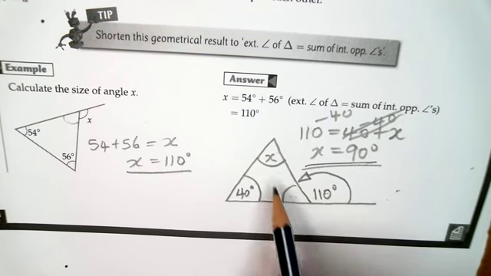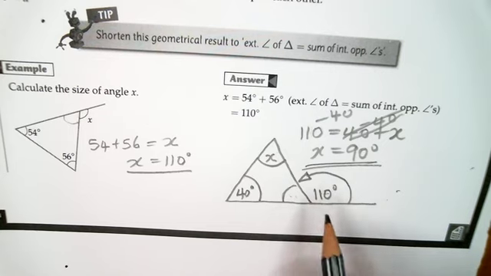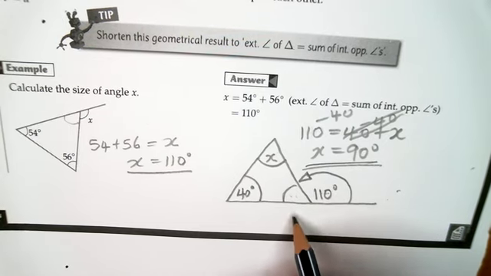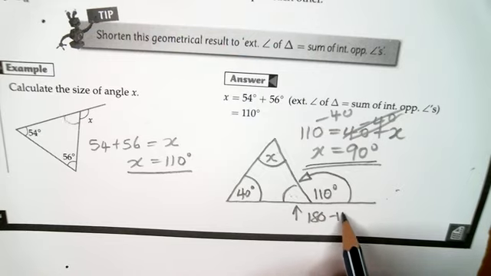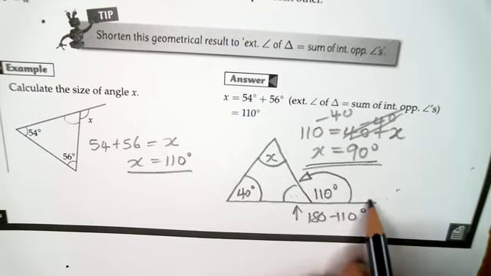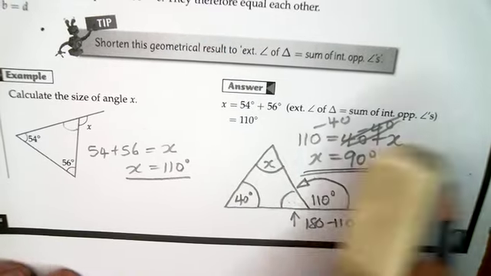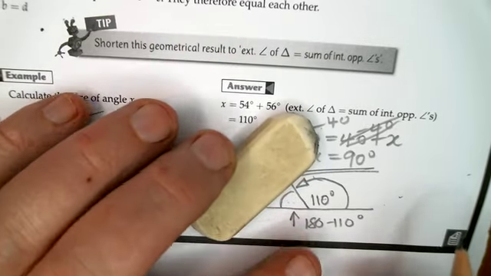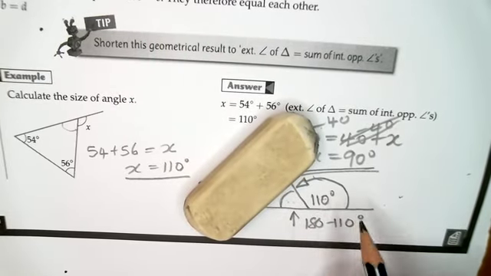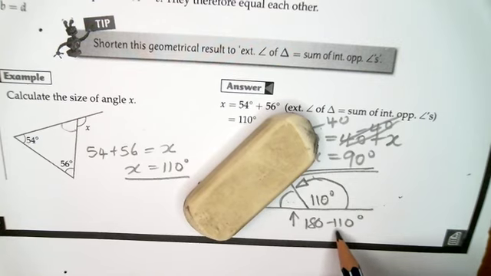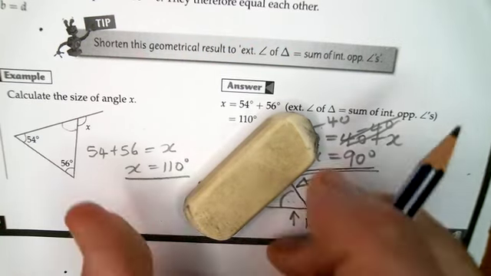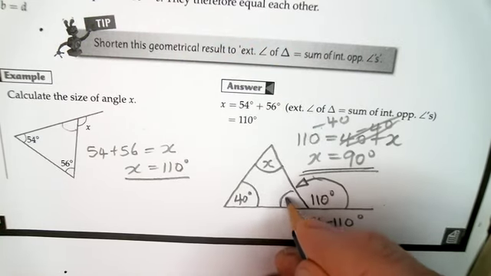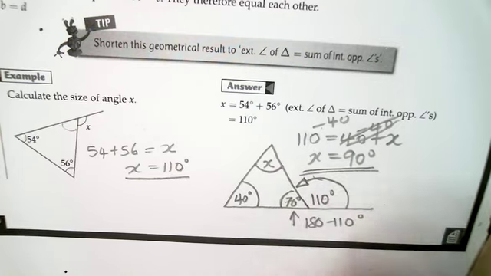So if you didn't know what this was, you could very quickly find it by saying, well, this one here must be 180 minus 110, because these are angles on a straight line. If I just cover up this bit here with the eraser, you can say these two here are angles on a straight line. So this one must be 180 minus 110, which is going to be an angle of 70. And of course, then you can use angles in a triangle.